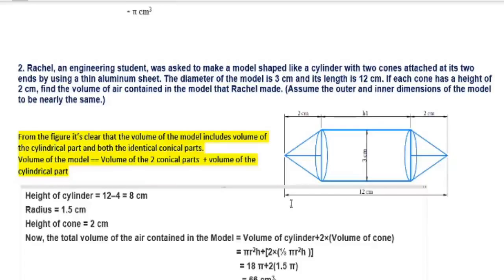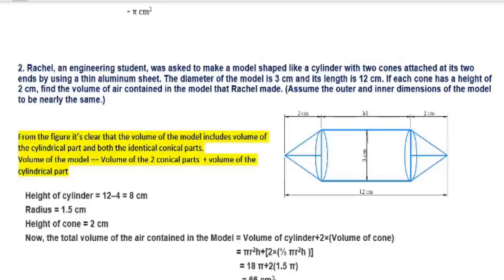First we have to draw the diagram. Here the diameter of the model is 3 cm. So here we have three solids. At both the ends we have a cone and in the middle portion we have a cylinder. So it is a combination of a cylinder and two cones, or two conical parts.